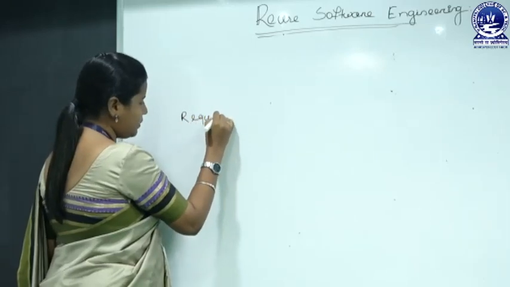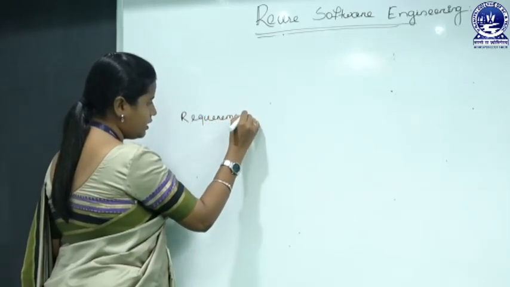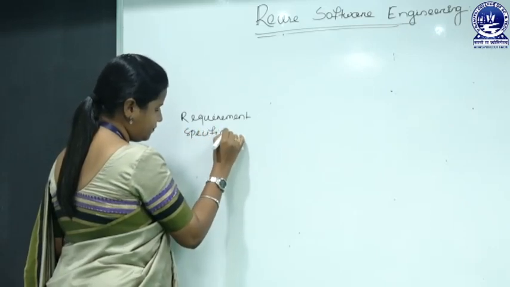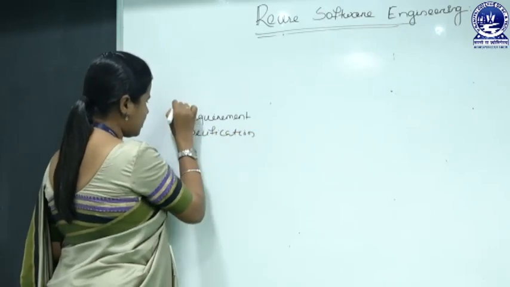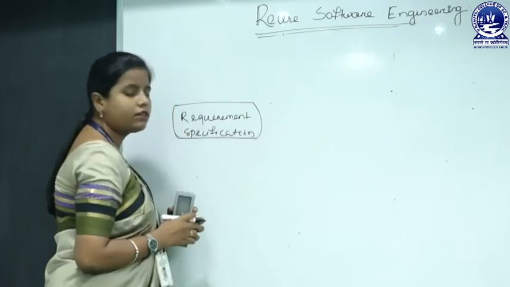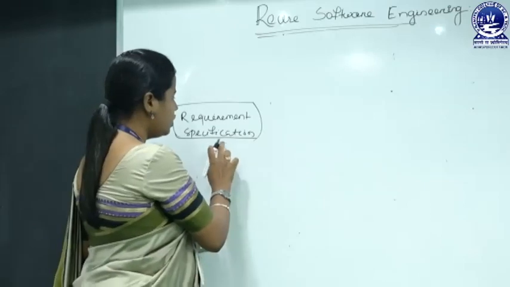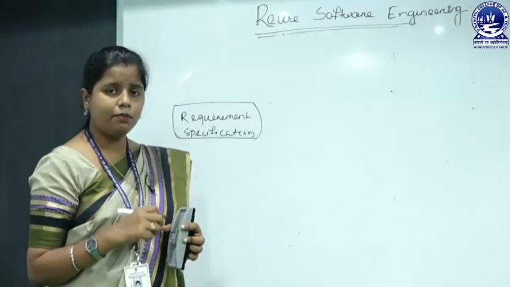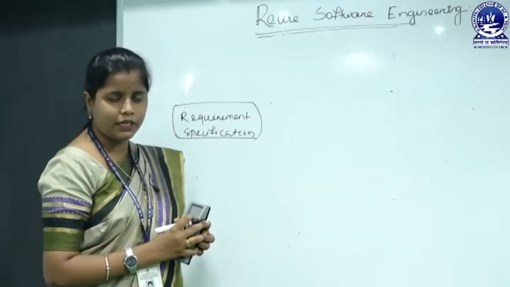So, the first step is requirement specification. So, this is a process. So, we have to represent it in a process activity diagram. So, from the requirement specification, okay, let us take an example while drawing all the pages.